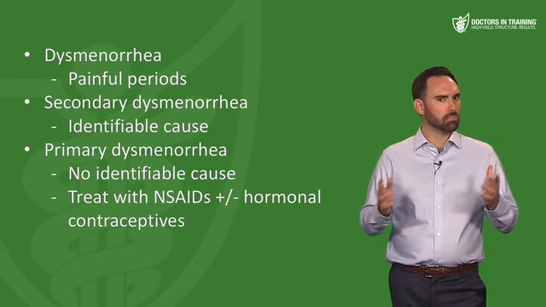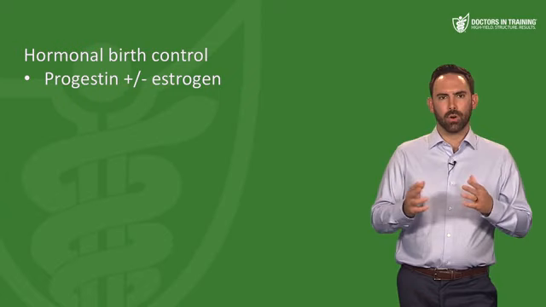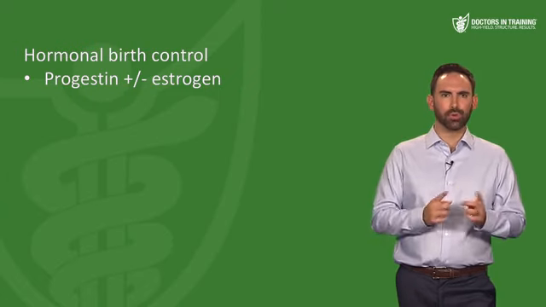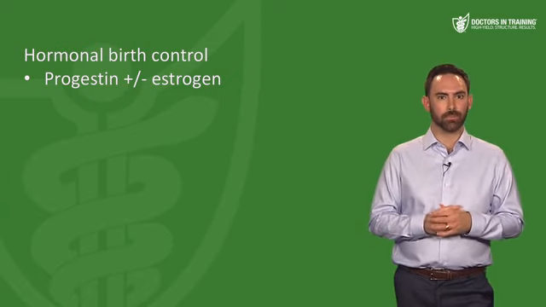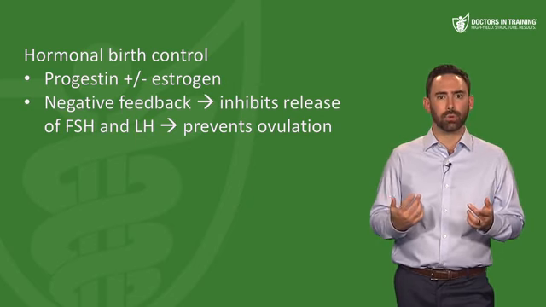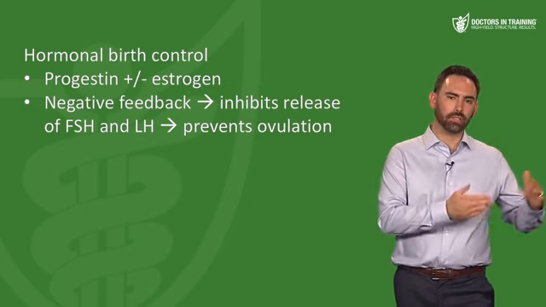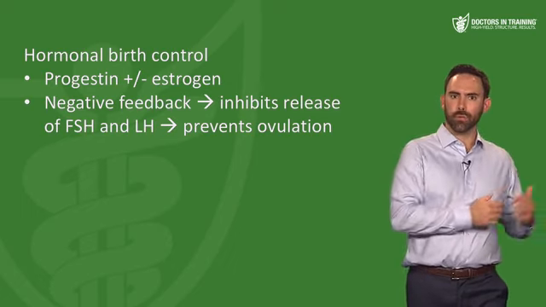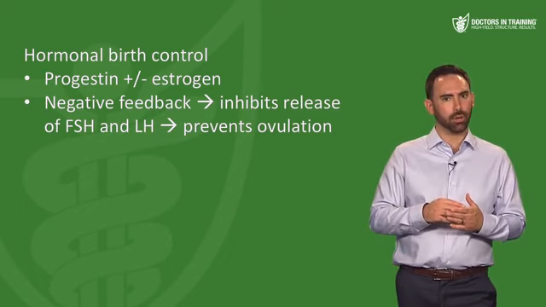So let's talk about hormonal contraceptives. Hormonal birth control contains a progestin, plus or minus an estrogen. These work by providing negative feedback at the hypothalamus and the pituitary, which inhibits the release of FSH and LH, and therefore prevents ovulation from occurring.